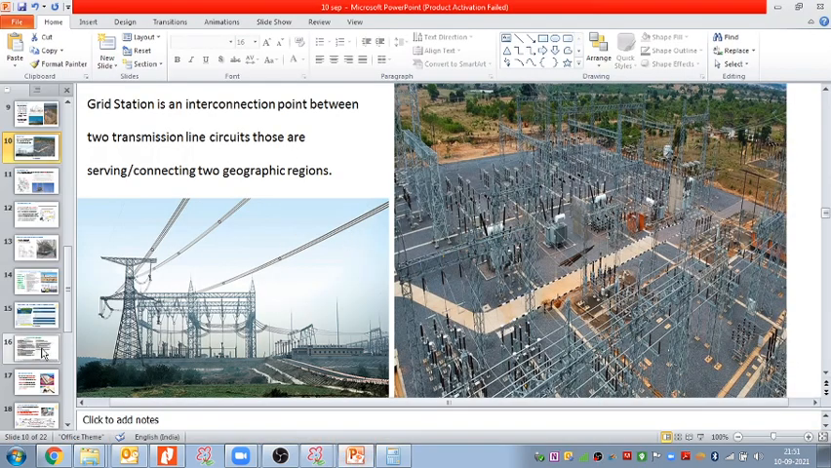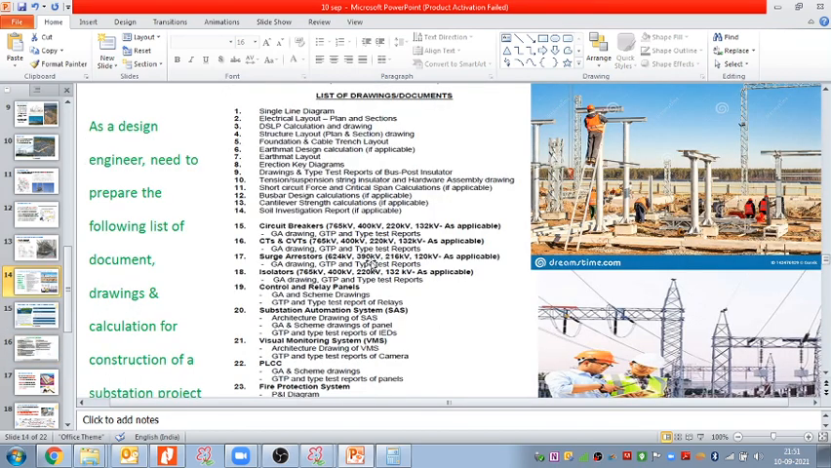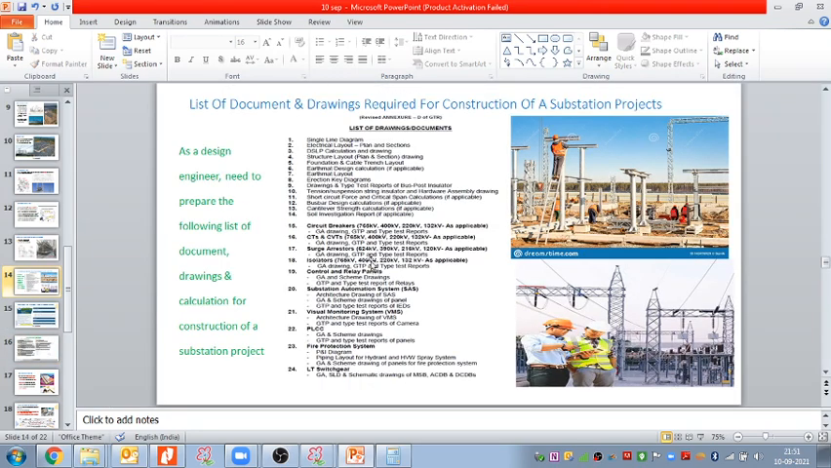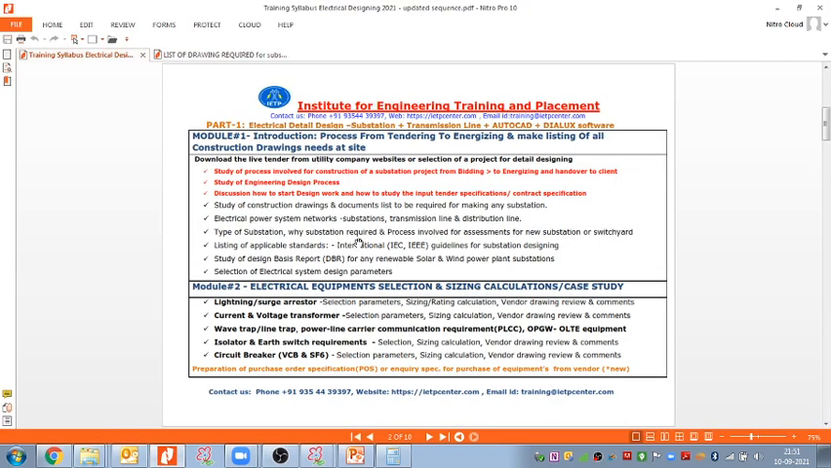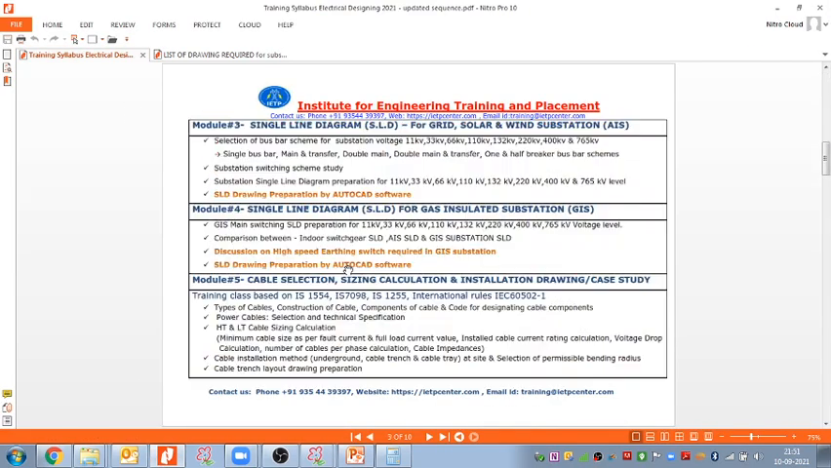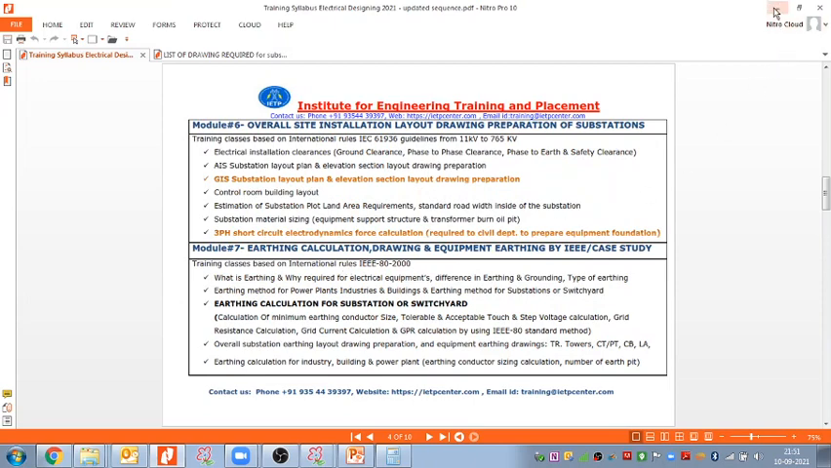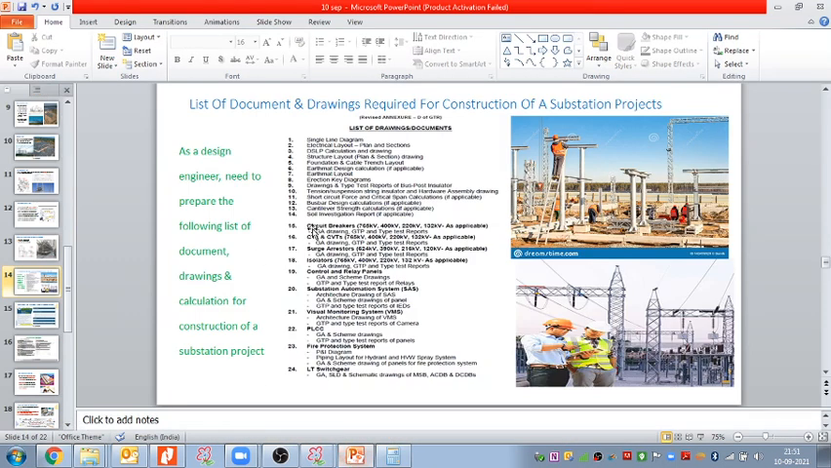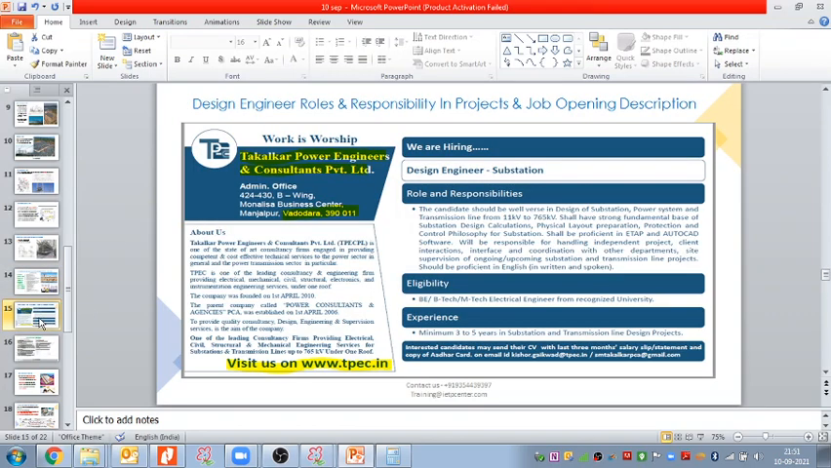So we have to make these drawings. During this training program, whatever syllabus we have, we will discuss how to make these kinds of drawings and documents, how to review the equipment drawings and documents, how to make the drawings, how to make the calculations. All of these we will discuss and learn in detail.